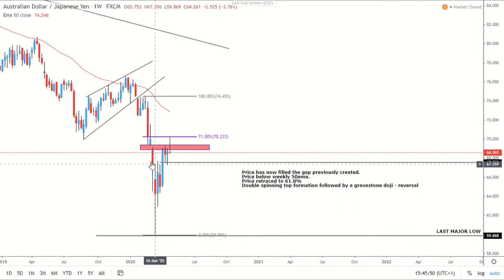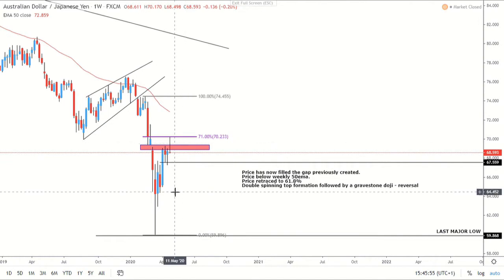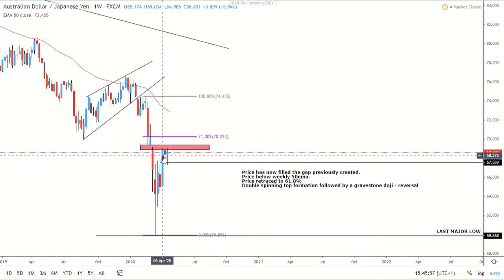So nice gravestone doji. We've obviously rejected this area here with liquidity, and now we're looking for price to go lower. Of course, we did have a double spinning top, which is a sign of a reversal, and then a gravestone doji, so really looking bearish from here. So I really like the look of this.